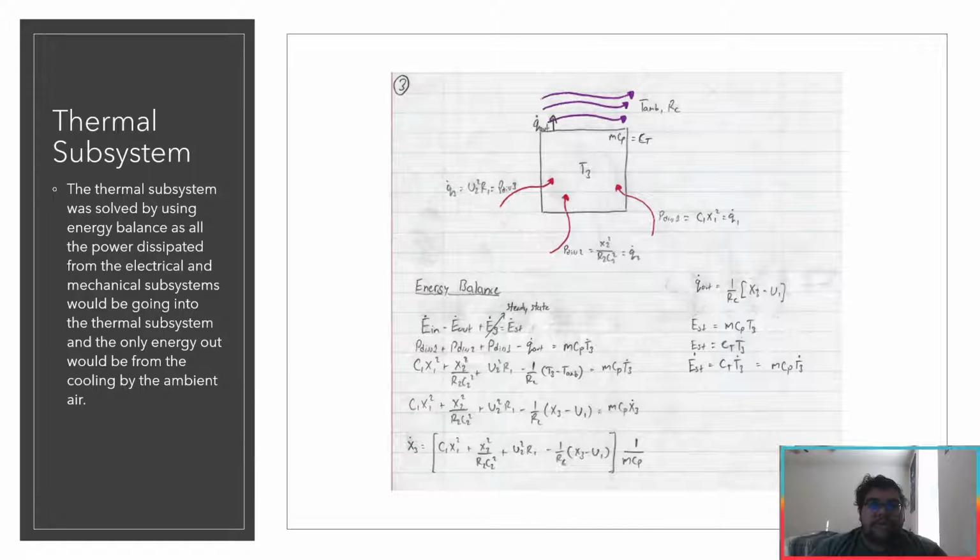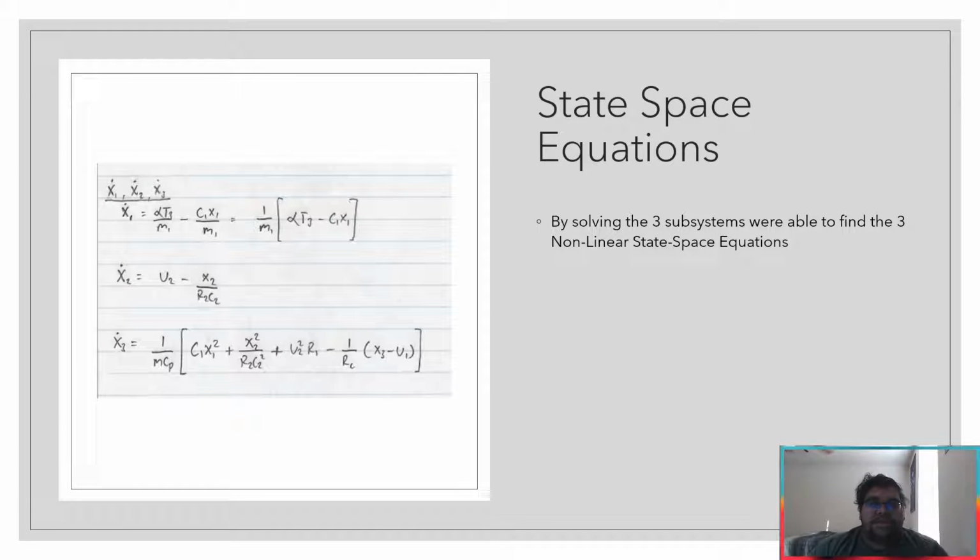For the thermal subsystem, the energy balance had all the power losses as E in, and the only E out being the ambient air temperature, which meant that everything else was stored within the system. These were the state space equations that I found at the end of the modeling.